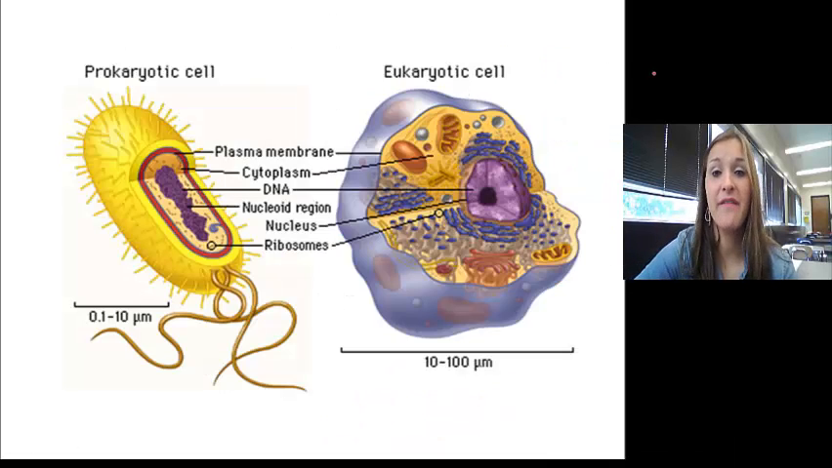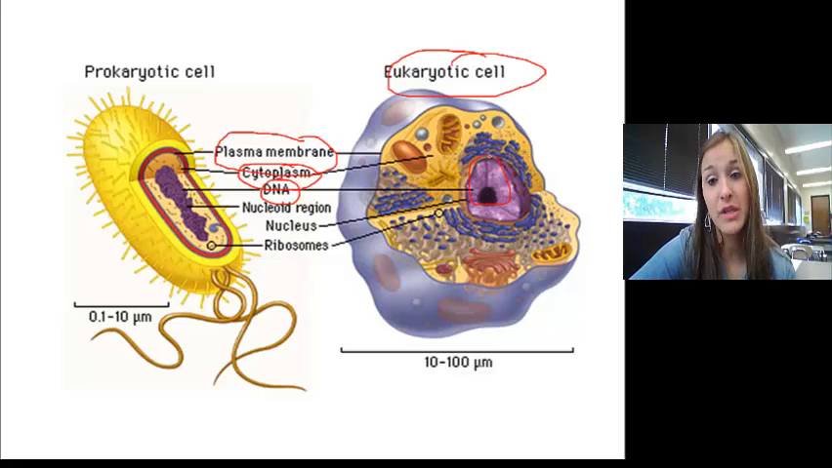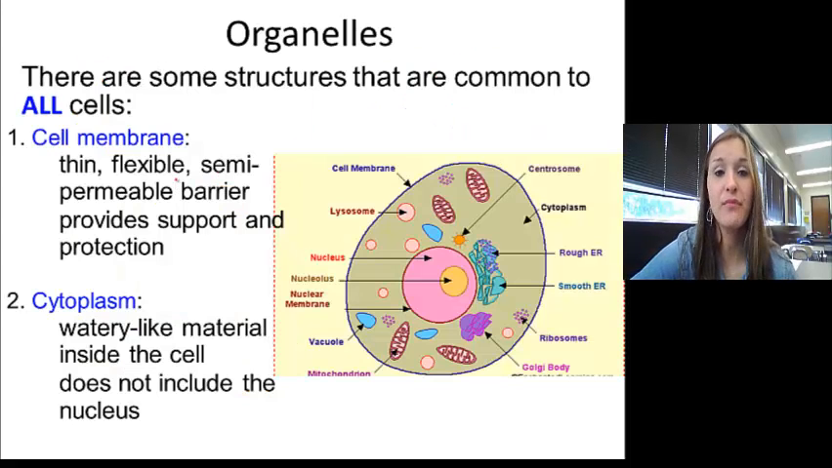So here we have the differences highlighted. You can see the similarities are that they both have a plasma or cell membrane, they both have cytoplasm, and they both have DNA. But the main difference is that eukaryotes have a nucleus and prokaryotes have no nucleus. And then look at inside, all of the fancy organelles on this side, and you don't see any of these on the other side. So we're going to take a look at organelles.